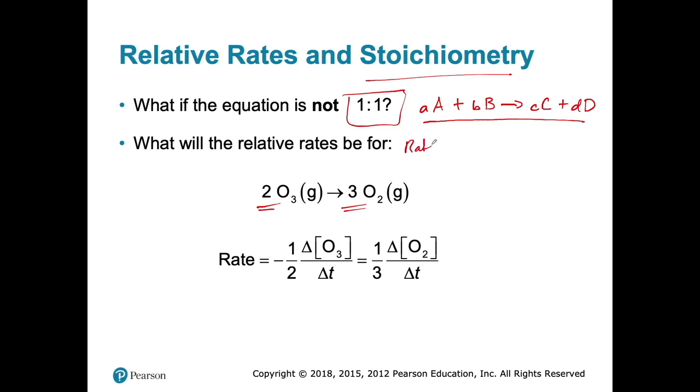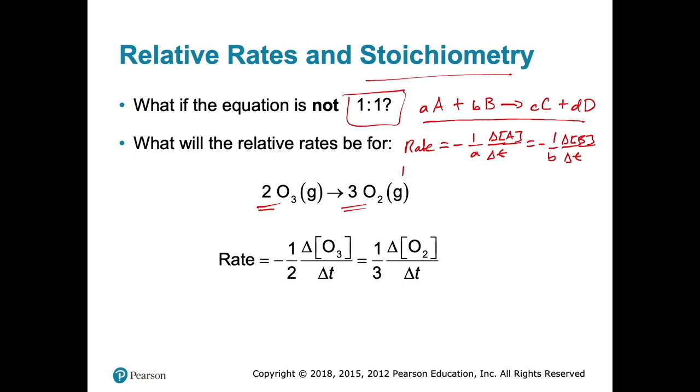So the rate equals, for the reactants, it's always going to be negative, so negative 1 over little a times the change in the concentration of big A over the change in time. And that also equals negative 1 over little b times the change in concentration of big B divided by the change in time.